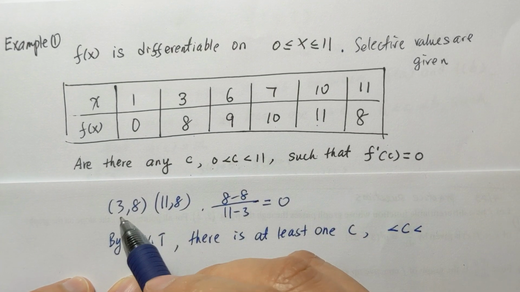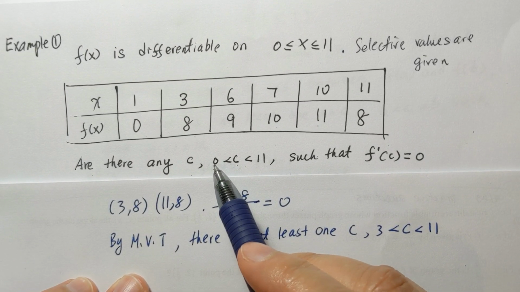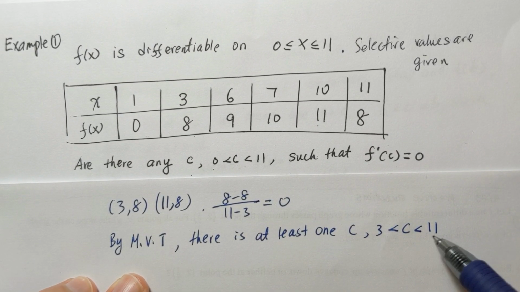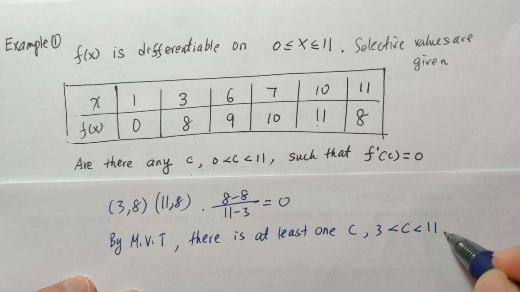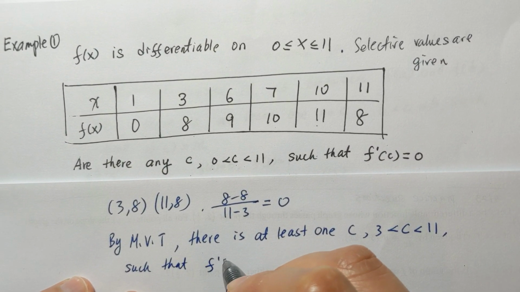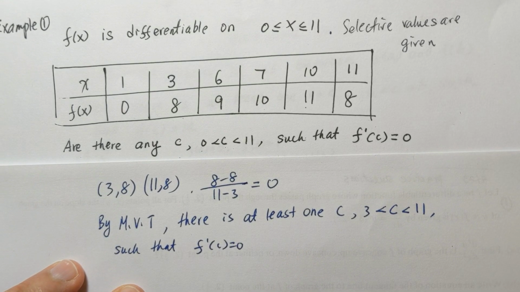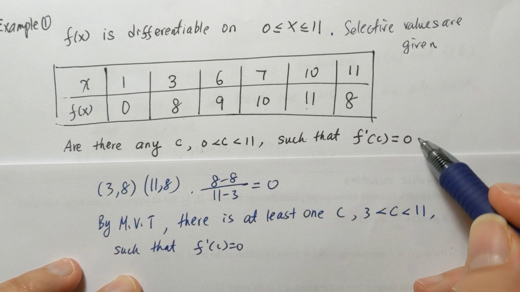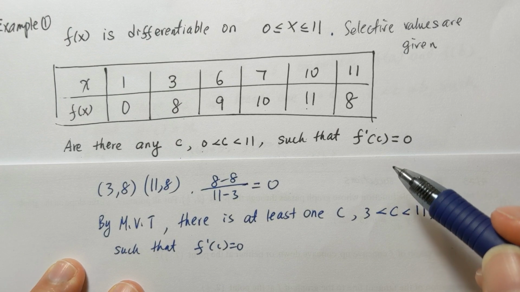So c is between 3 and 11. Some people ask, how come you don't use 0 to 11? 3 to 11 is a subset of this, so it's satisfied. So we finished the question using the mean value theorem. As long as you can find 2 points that calculate a slope matching this number, then it's the mean value theorem. The mean value theorem always uses the slope formula.